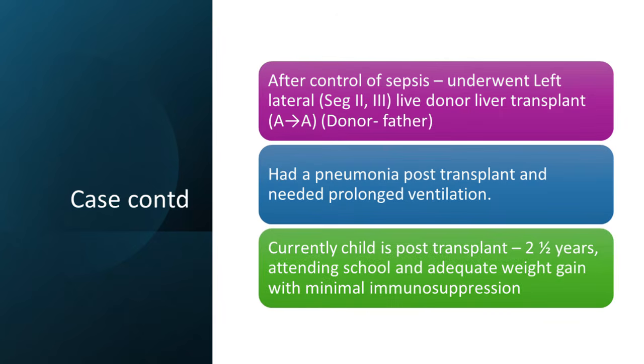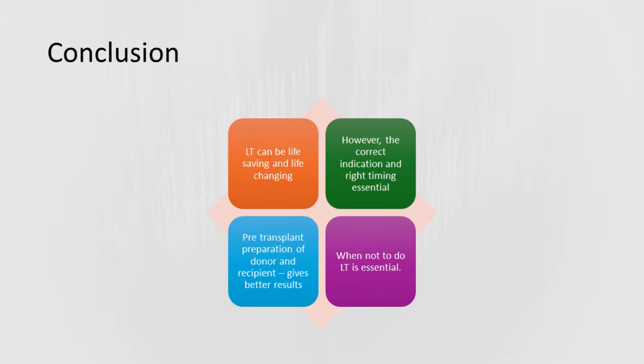Now the window that we got to do a transplant, because he had started decompensating, he had already gone into sepsis. So as soon as the sepsis got controlled, we took him up for transplant. He underwent a living donor transplant, the father gave. Because he had that bad sepsis pre-transplant, he had a pneumonia post-transplant. He needed prolonged ventilation. And now the child currently is 2.5 years post-transplant, attending school, adequate weight gain with minimal immunosuppression. So conclusion, LT can be life-saving and life-changing.